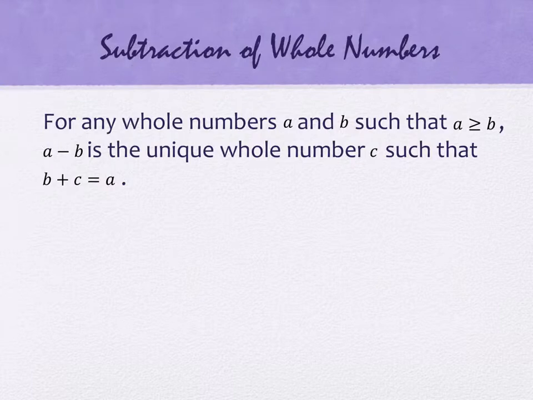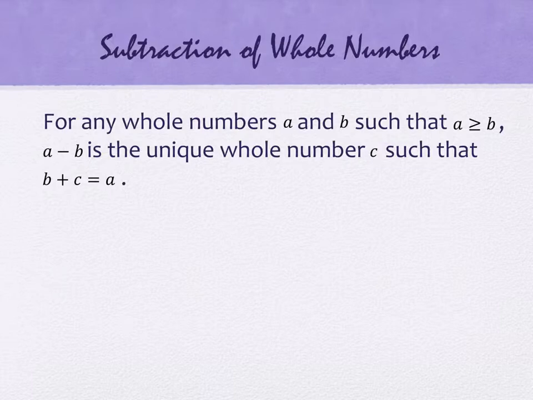Subtraction of whole numbers. For any whole numbers a and b, where a is greater than or equal to b, a minus b is the unique whole number c such that b plus c equals a. And again, this is a definition that makes more sense if I put some numbers in there, okay?